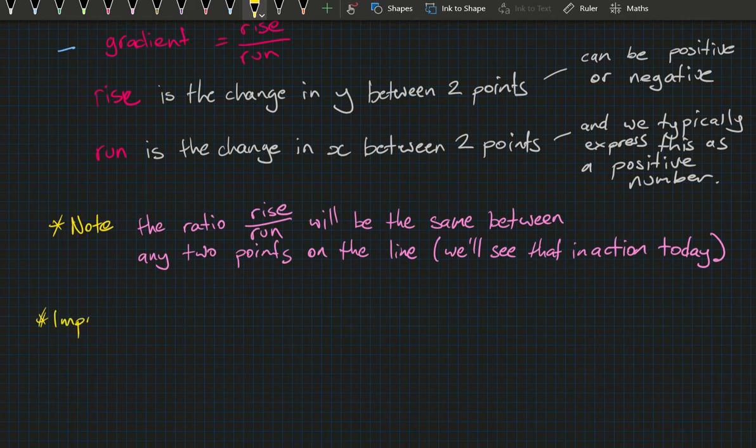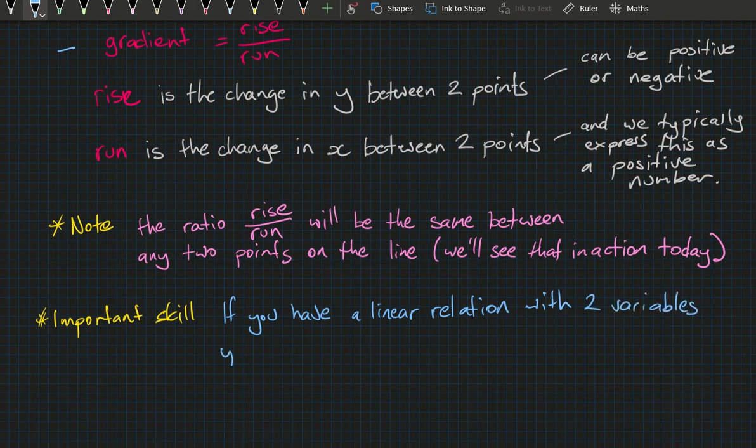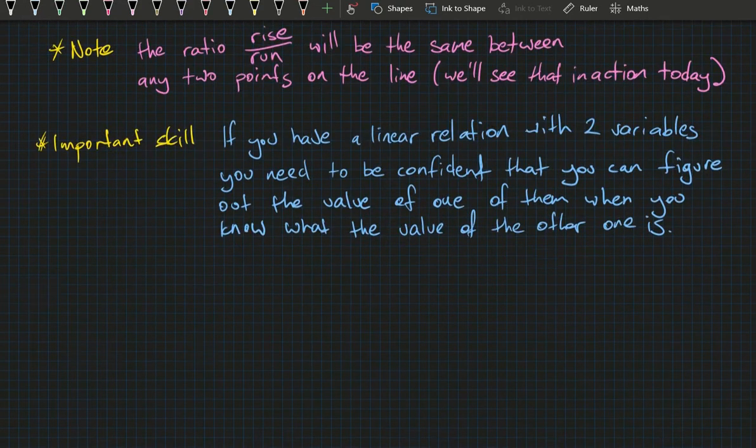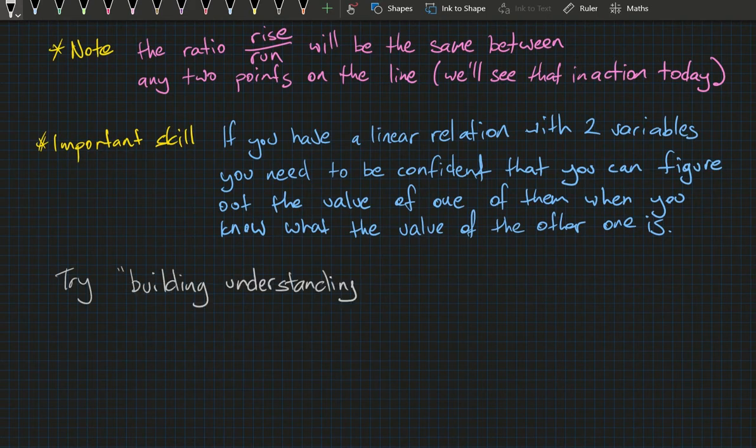And an important skill that you must have is that if you have a linear relation with 2 variables, you need to be confident that you can figure out the value of one of them when you know what the value of the other one is. Those of you with the new book can try the building understanding questions to test that you have the knowledge from our last lesson and the necessary skills that I've already mentioned. If you do have that book, pause the video and try them now. Otherwise, I'll see you all in the next section.